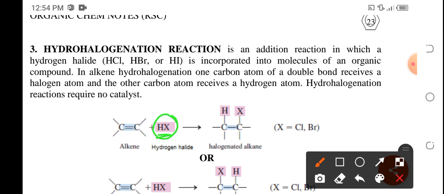For this case, HX is a hydrogen halide. The X could be chlorine, bromine, or iodine. HCl could be named hydrogen chloride or hydrochloric acid. HBr is hydrogen bromide or hydrobromic acid. And HI is hydroiodic acid or hydrogen iodide.